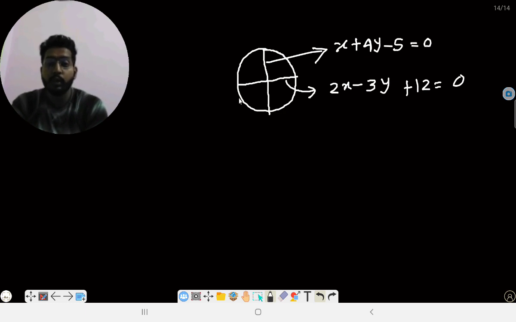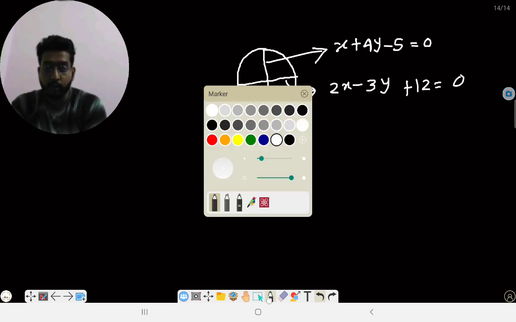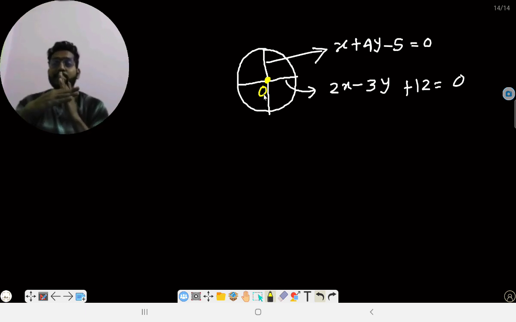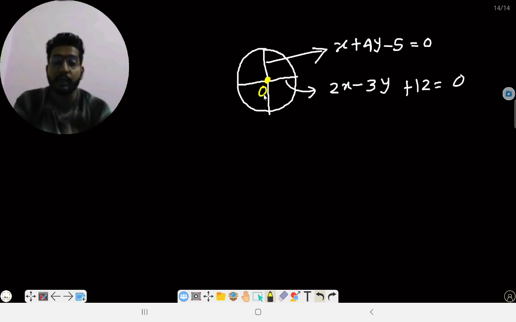Now look here. The two diameters are intersecting at this point. We know the diameters intersect at the center of the circle, so this is the center of this circle. So how to find the center? This center is obtained by the intersection of these two lines, which means we have to solve these two equations.